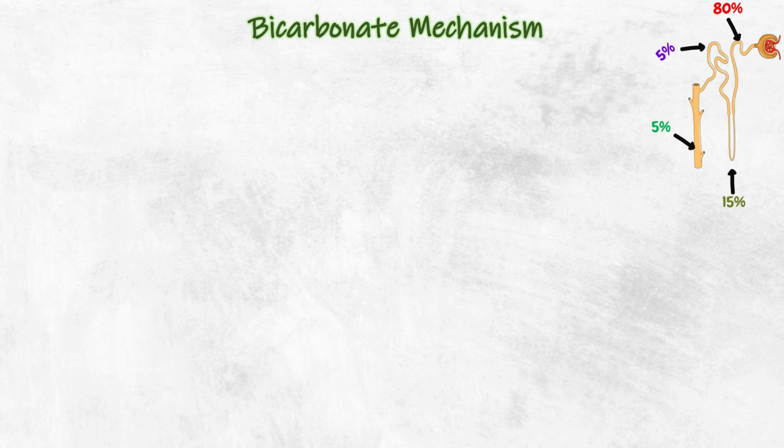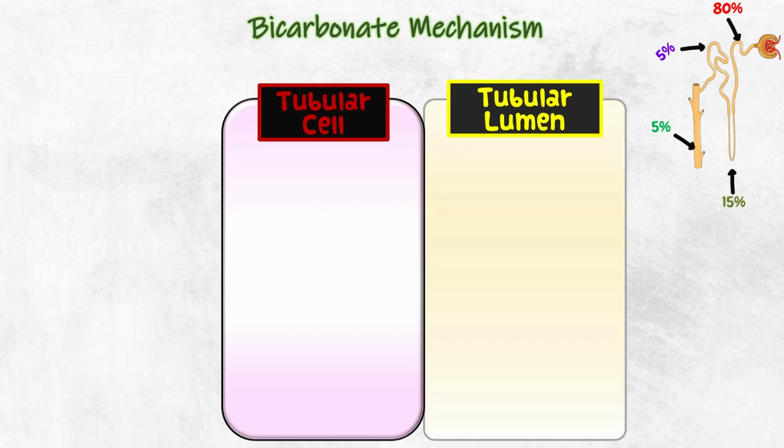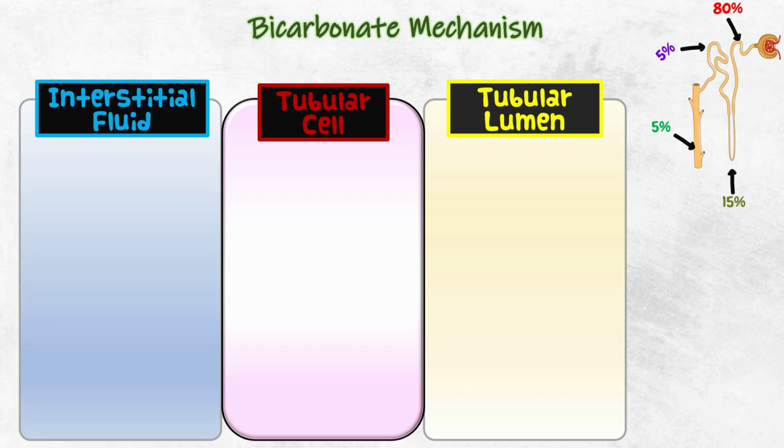All the filtered bicarbonate in the renal tubules is reabsorbed. About 80% of it is reabsorbed in proximal convoluted tubule, 15% in Henle loop, and 5% in distal convoluted tubule and collecting duct. This is tubular lumen. Then there is tubular cell, and then interstitial fluid. Bicarbonate is present in tubular lumen as sodium bicarbonate that dissociates into the sodium ion and bicarbonate.